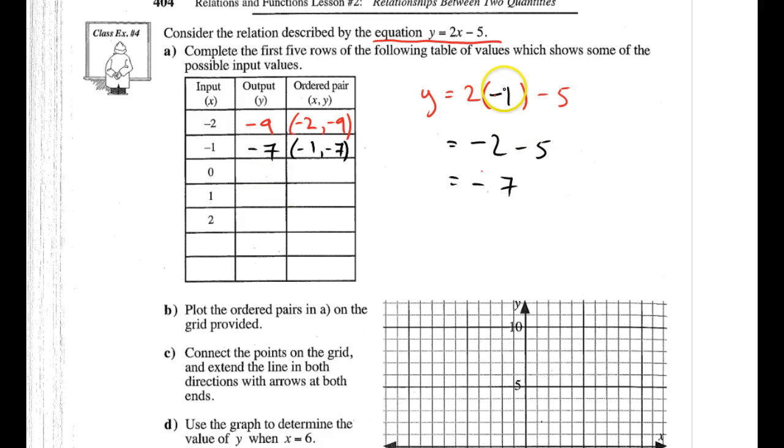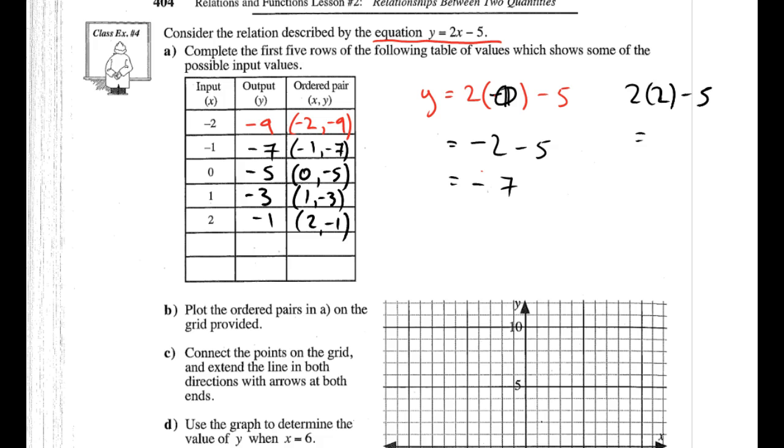0 would be, if I input a 0 here, I would just get negative 5, and then I would get 0 and negative 5. If I input a 1, I would get, well, let's see, 2 times 1 minus 5. That would give me negative 3. If I put a 2, 4 minus 5, negative 1. So then those pairs would be 1, comma, negative 3, 2, comma, negative 1.